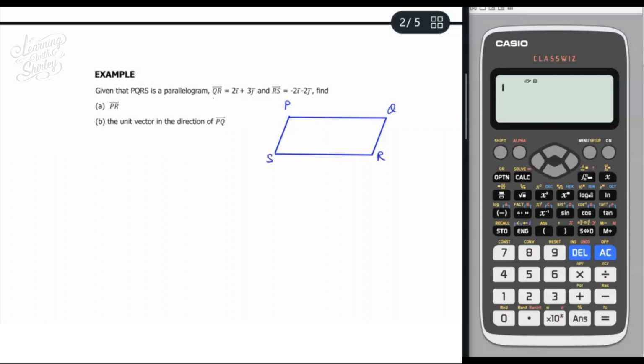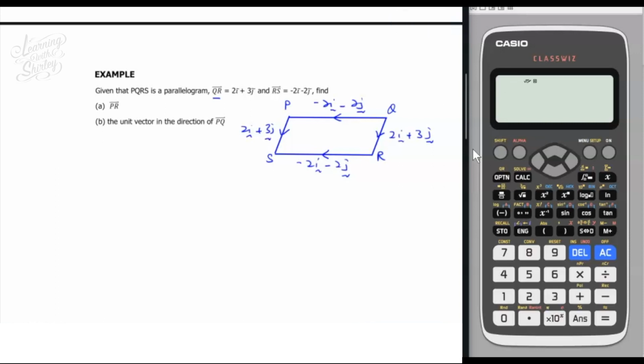Okay, so what vector is given? QR. So QR is here, same as here, okay, which is 2i plus 3j. And then RS is here, okay, which is negative 2i minus 2j. Okay, and same as this. Okay, and this is 2i plus 3j. Okay, this is negative, yeah?